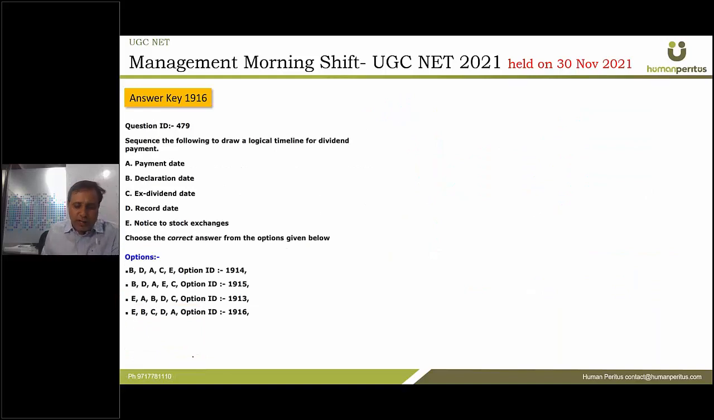Next one. Which of the following is the logical timeline of dividend payment? So what are the steps in dividend payment? So probably some of you might not know it. This is not given in every book.